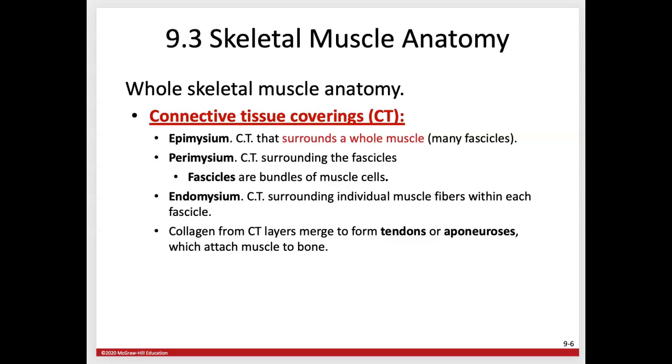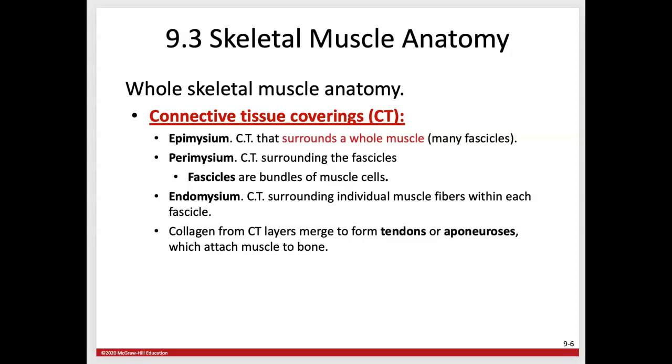The epimysium surrounds the whole muscle. So it surrounds the muscle, all the fascicles are bundled together, and the epimysium then covers that. The perimysium surrounds each individual fascicle, and a fascicle is a bundle or a grouping of muscle cells. The endomysium, endo meaning within, surrounds the individual muscle fibers.